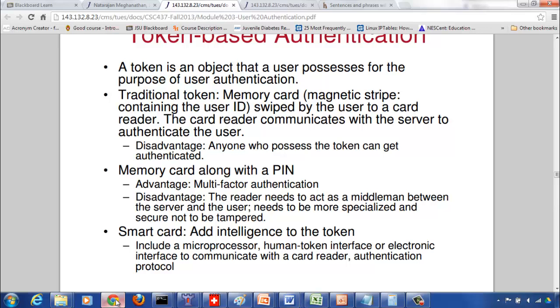So the last category is what is called a smart card, where you try to add some intelligence to the card or the token itself. The card has a microprocessor and memory that can store some information and the protocols. So when a user swipes the card, he may be entering a PIN number, but that PIN number is built into the card itself. So the PIN number is validated by the card itself, so you cannot tamper with it that easily. And then the card may do its own authentication with the server. So it's again a two-stage authentication: the user authenticating to the card, and then the card authenticating to the server.